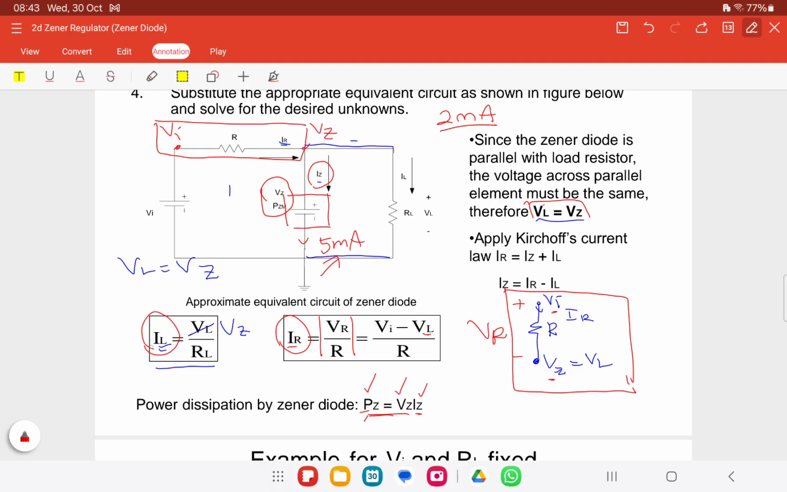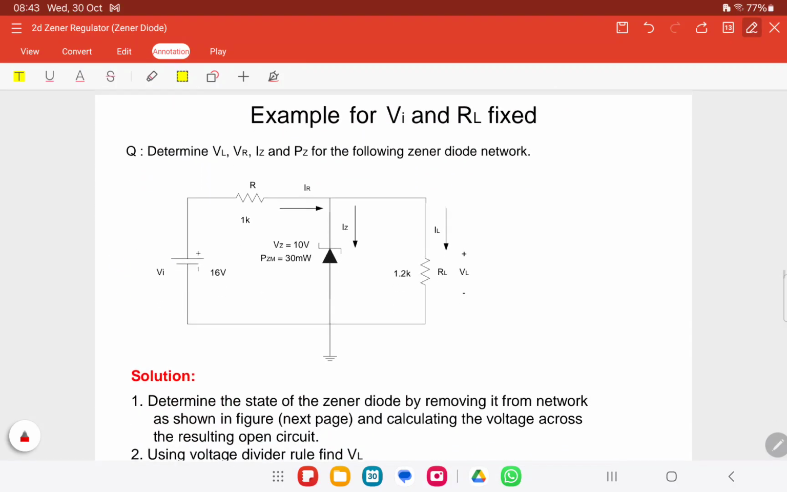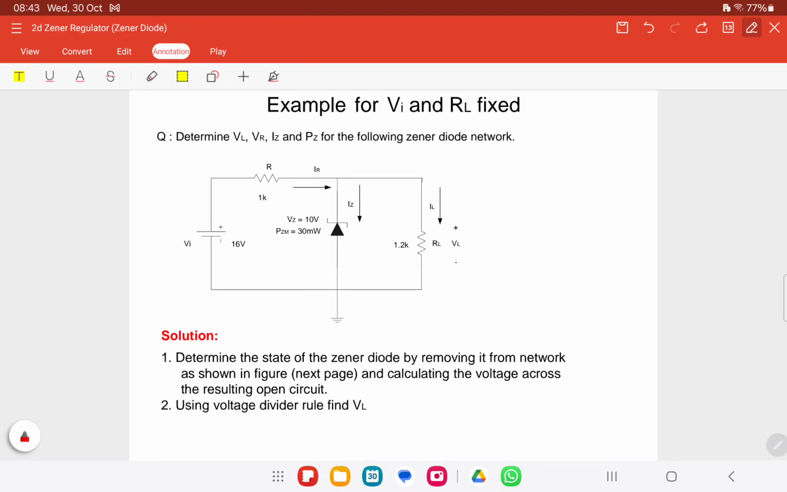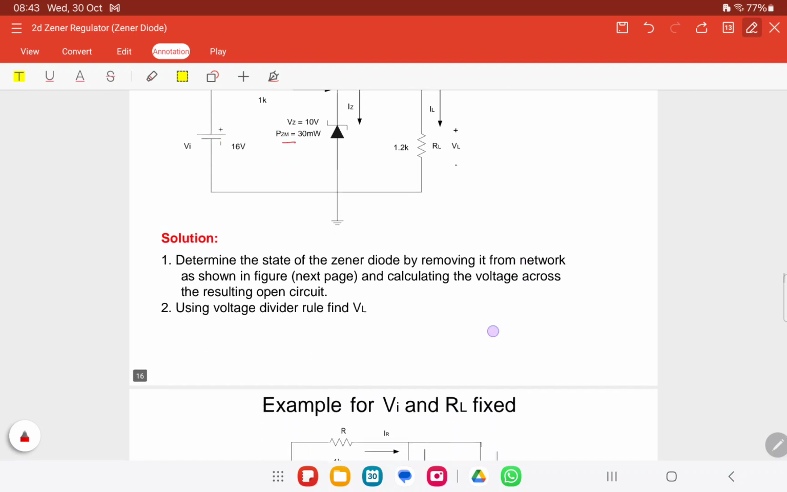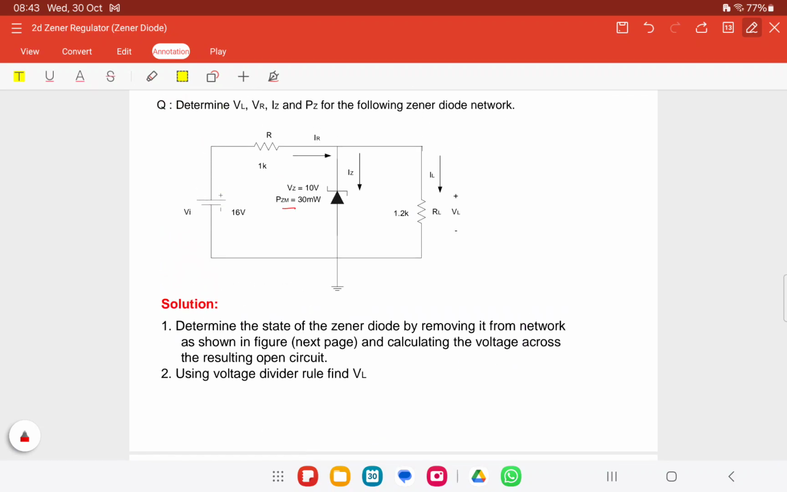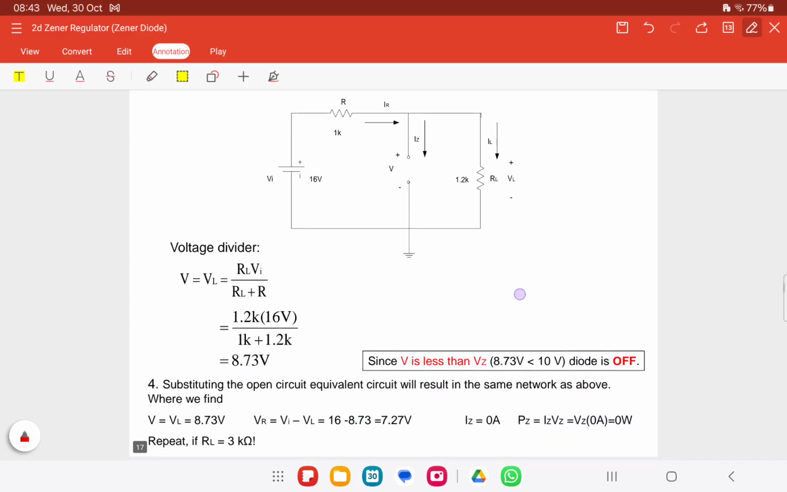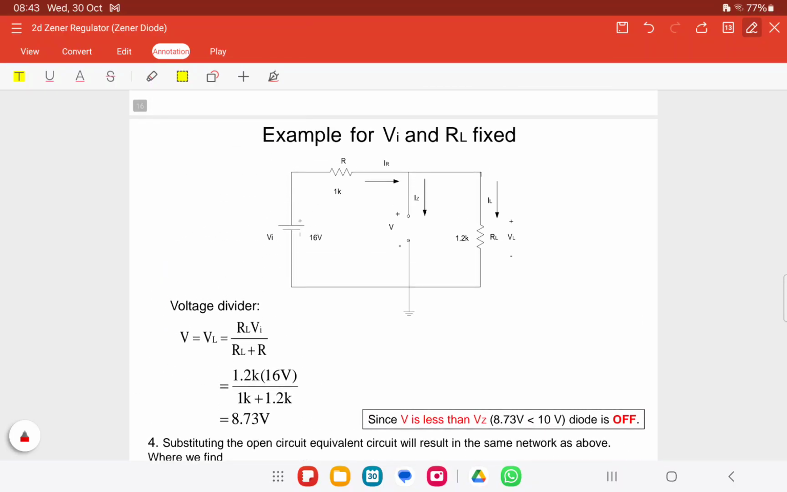So the purpose kita adalah nak cari IL, IR and the IZ. Okay, kita tengok one example. This one is untuk fix ya. Untuk fix dia simple je. Okay, kita tengok one example for fix. We have this one, dia given VZ, dia given power. Okay. Now we do voltage divider rule because first step is we want to determine the diode is on ataupun off kan.